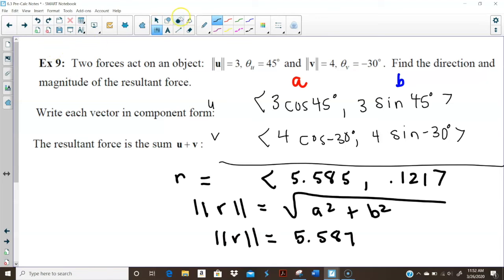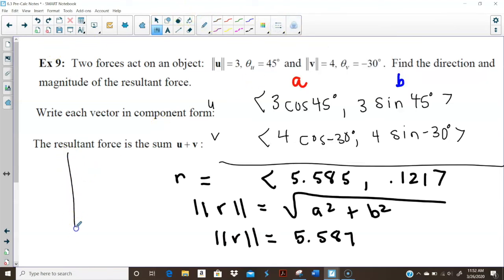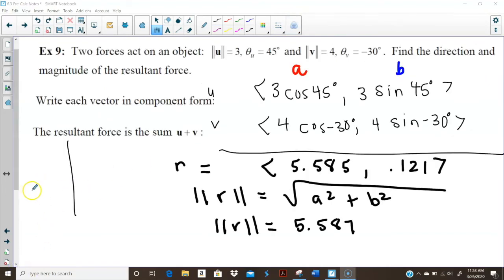All right, the next thing we need to do is figure out what the direction is of that vector. So to figure out the direction, sometimes it helps to think of the graph. Looking at the graph of the resultant vector, we can see that the horizontal part went to the right 5.58, and it went up 0.121. So this is kind of what your resultant vector looks like.